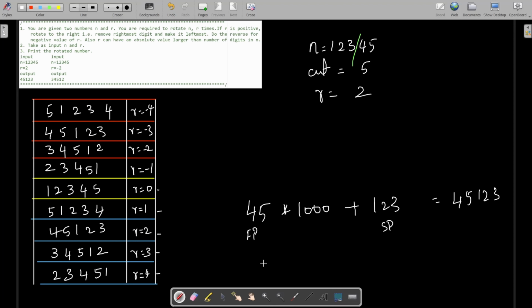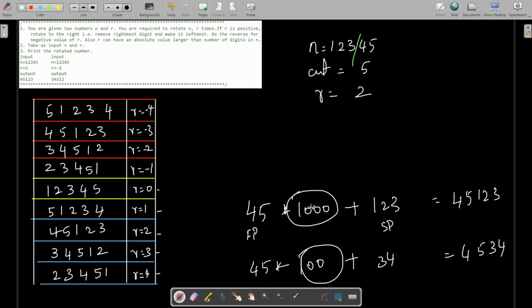Let's take another 2 parts, like here you have a number 45 and here you have a number 34. You have to make the number 4534. How will you make it? 45 into 100 plus 34, okay. It's very simple. How do you get this 100 and 1000 and all? This is very simple. Let's count the number of digits here.